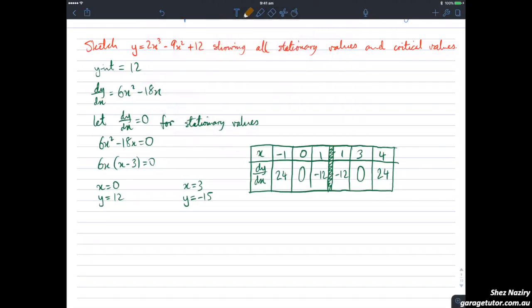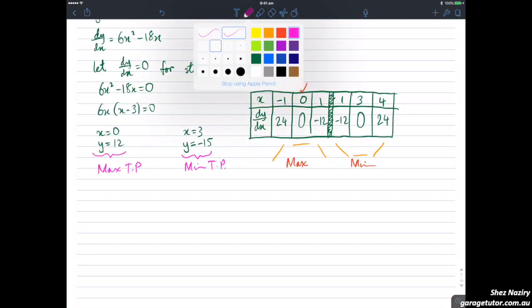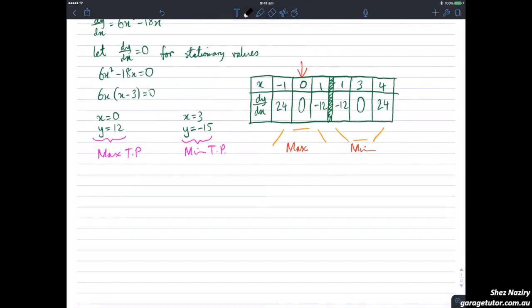I can determine now this is positive, 0, negative, negative, 0, positive. So I can figure out that this is a maximum turning point and that's a minimum turning point. So that tells me that 0, 12 is a max. That's a max turning point. And this one here is a minimum turning point. All right, that is all the information I need. I can now sketch it. Guys, just be patient. I'm just going to sketch it and then we can go.